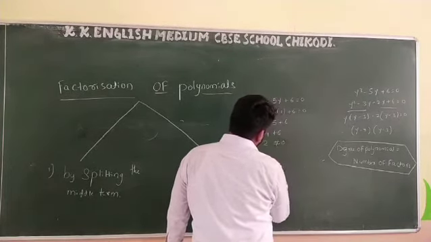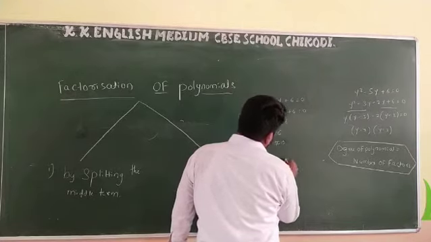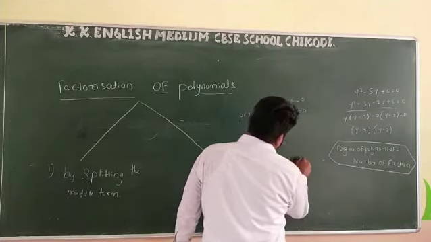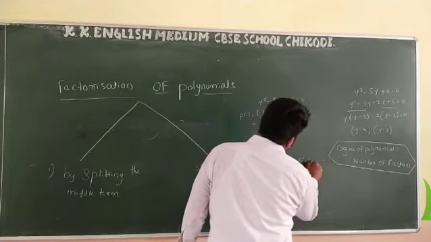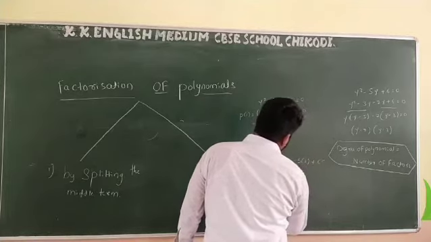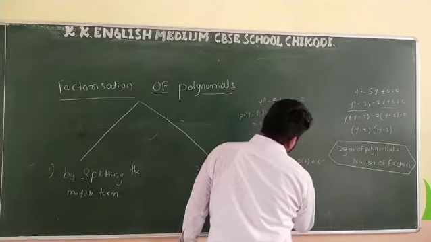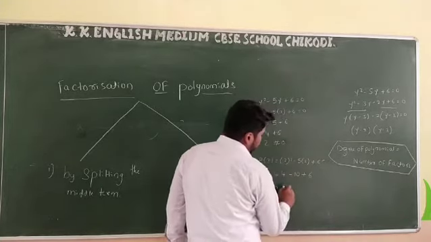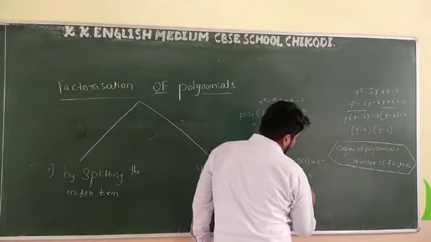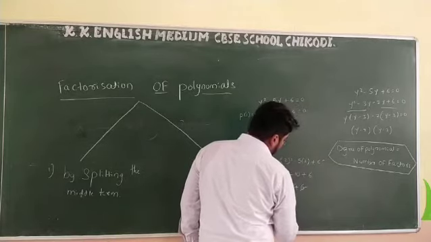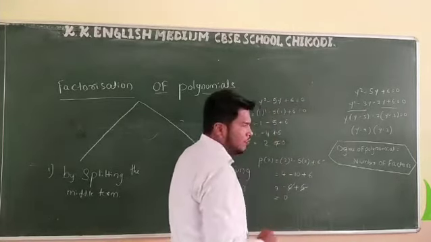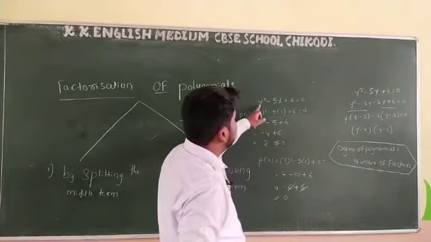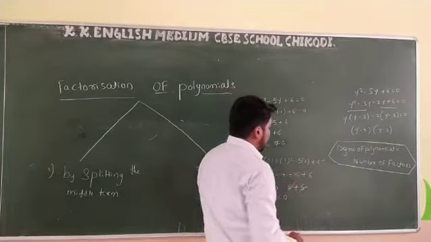If you go with p of 2, that is 2 square minus 5 of 2 plus 6. That is 4 minus 10 plus 6. See here, minus 10 plus 4 is minus 6, plus 6, minus 6 plus 6 cancel, which is equal to 0. So p of 2 is a factor of the equation y square minus 5y plus 6.